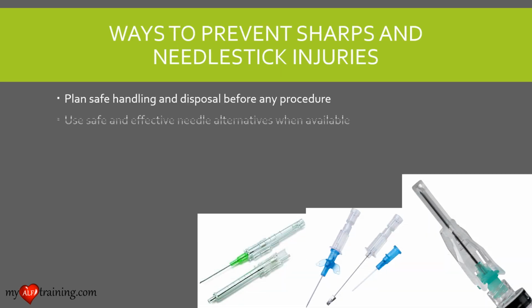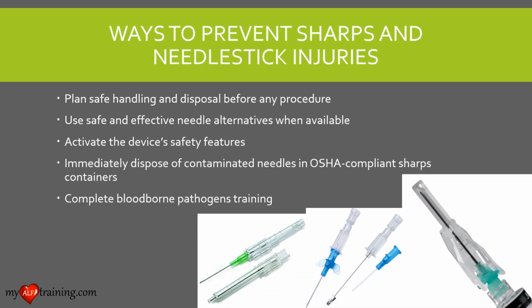There are various ways to prevent sharps and needle stick injuries. For example, one should plan for safe handling and disposal of needles before any procedure takes place. Implement the use of safe and effective needle alternatives when they are available. Always activate the device's safety features. And immediately dispose of contaminated needles in OSHA-compliant sharps containers. And of course, complete bloodborne pathogens training.